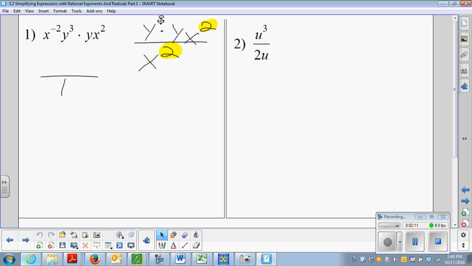Now, with our y cubed times y, remember there's an understood 1 here, and to multiply these, we're going to add the exponents, and that's going to get us y to the 4th. Now, y to the 4th over 1, it's just going to simplify down to y to the 4th.